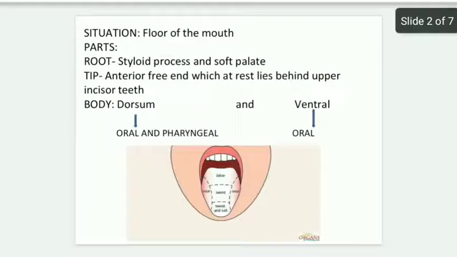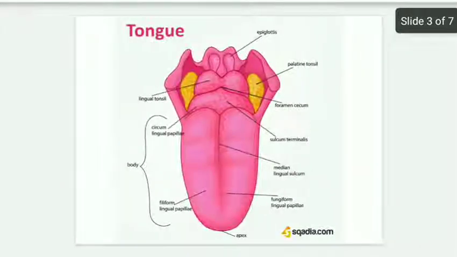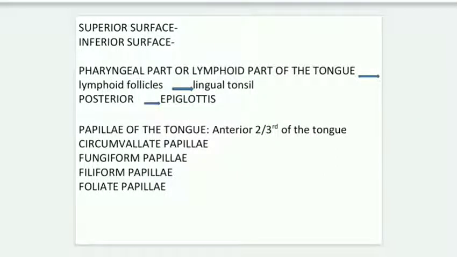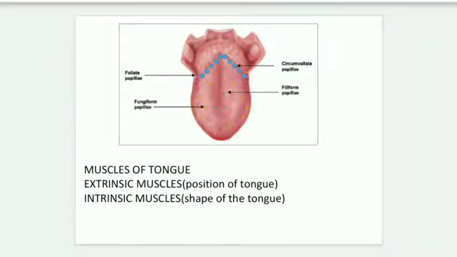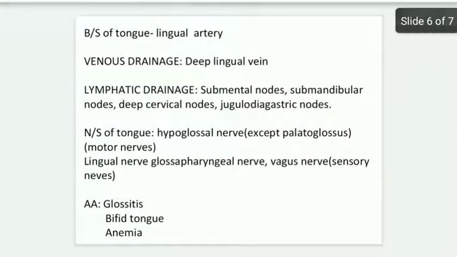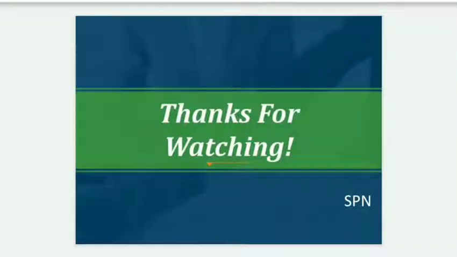Once again, I recall the side headings: tongue definition, parts, diagram, two surfaces, and the papillae to be written. Next, the muscles of the tongue; write even the origin, insertion, nerve supply, and action if you have time in the exam hall. Then blood supply, venous drainage, lymphatic drainage, nerve supply, and at the end the applied aspects. But you need to draw the diagram also, in a simple manner, and label it.